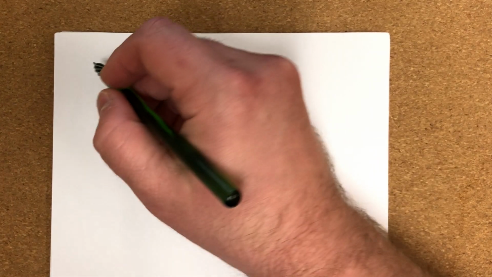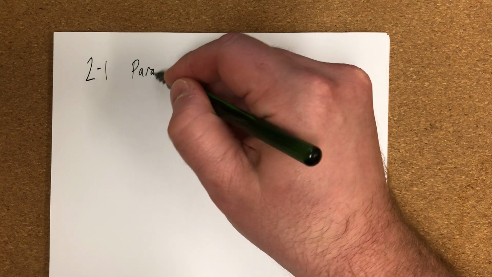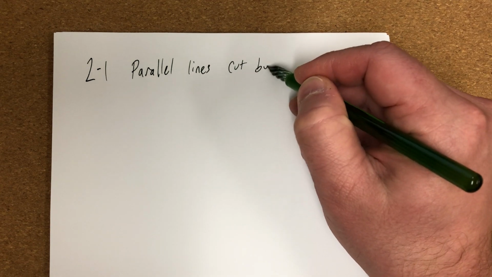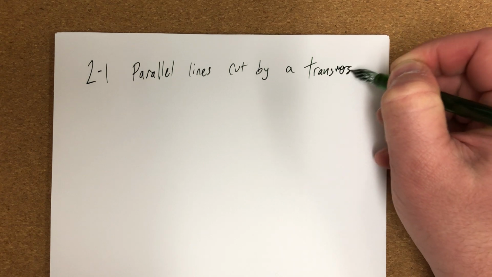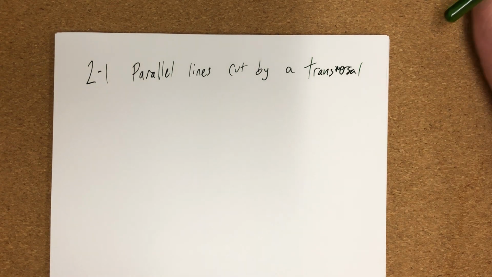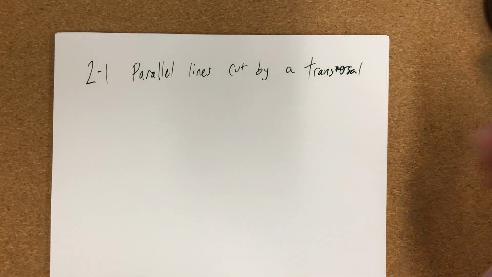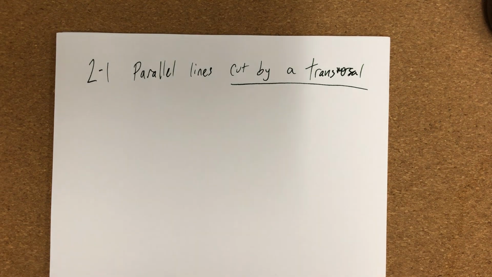Today we're going to be in chapter 2, 2-1, and this is called Parallel Lines Cut by a Transversal. Let me see what the actual title is, because this is what I'm calling it, because this is what we're really focusing on. No, they just call this parallel lines, but we're really focusing on parallel lines that are cut by a transversal. So let's talk about what that is.